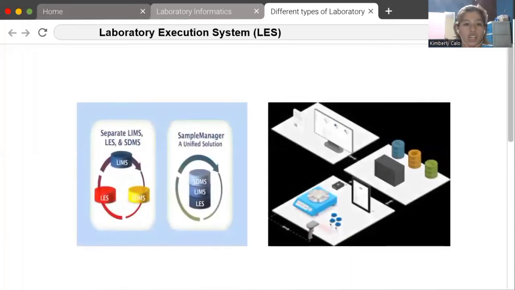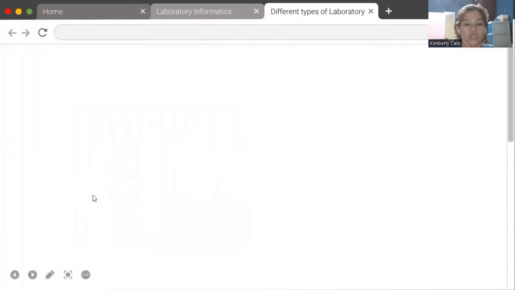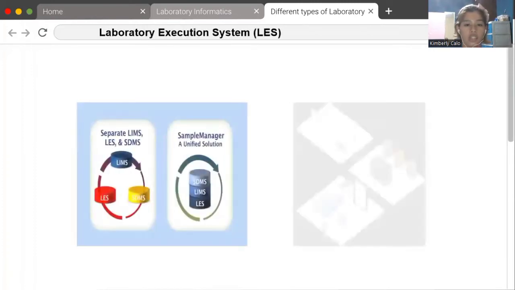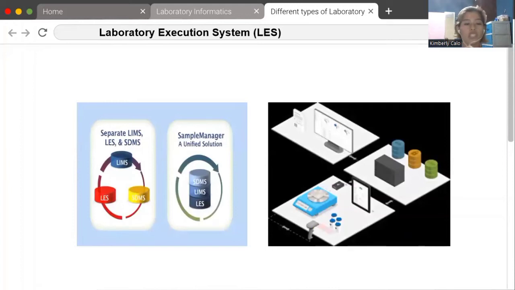So, this is the example of LES. In the first image, LIMS, LES, and CDMS are separate. The second image is the sample manager unified solution. They are now one.